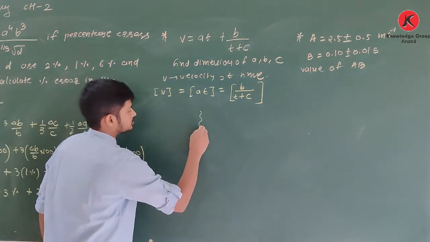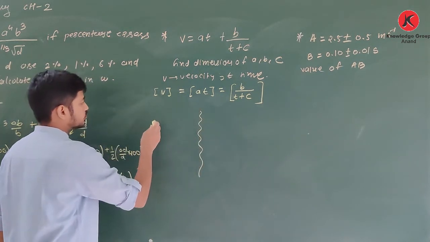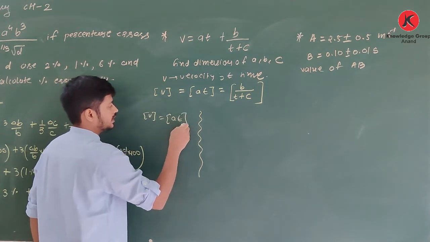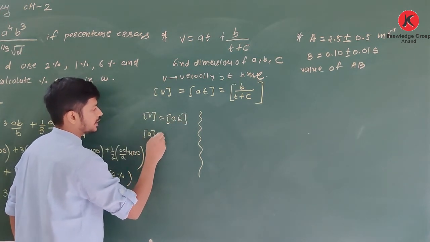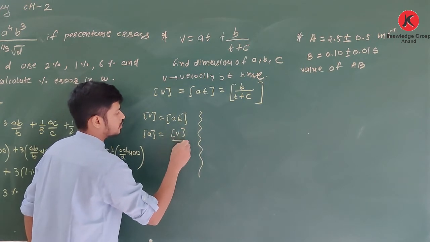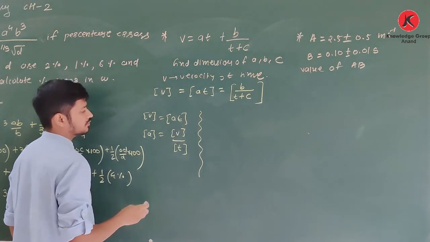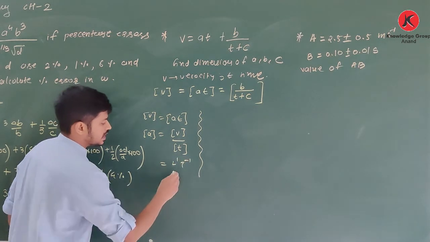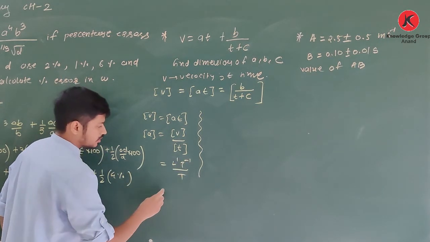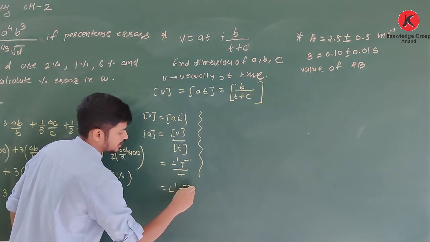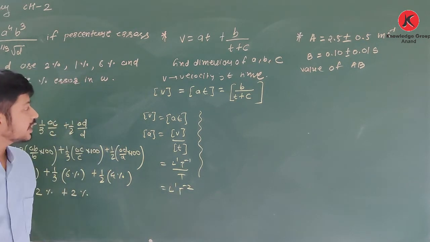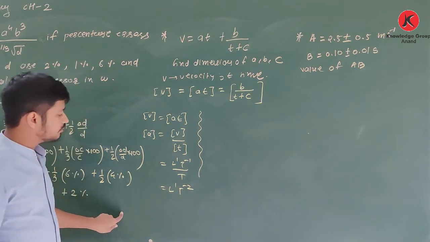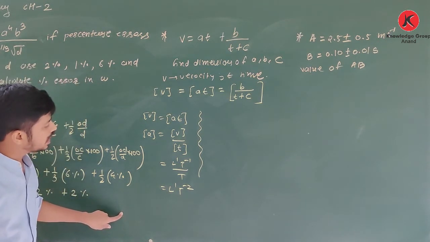Now, first, I can compare these two terms: V is equal to At. So the dimensional formula of A is equal to the dimensional formula of V upon the dimensional formula of t. Velocity has dimensional formula L T minus 1, and time is T. So it is L T minus 2. Clear about this? It is the dimensional formula of A.